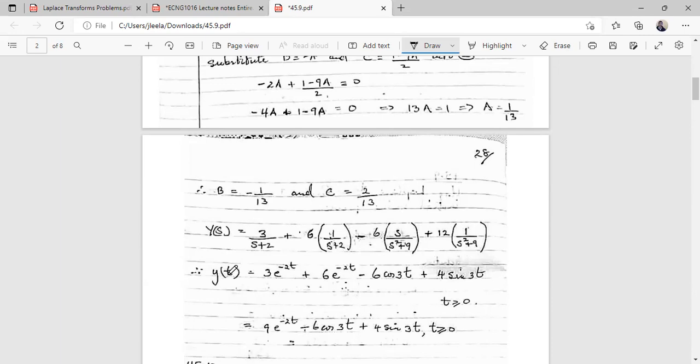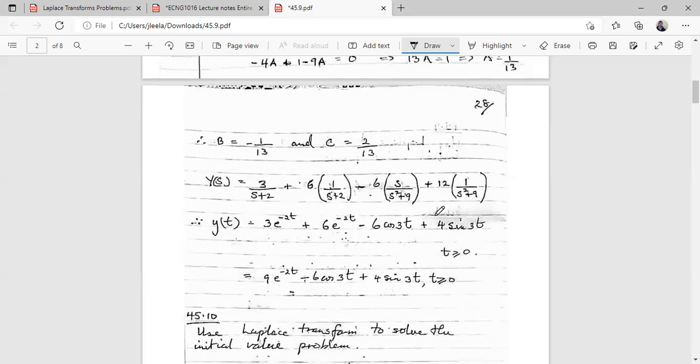And now we just take the Laplace inverse throughout, right? The Laplace inverse of 3 over s plus 2 is 3e to the minus 2t. Similarly here will be 6e to the minus 2t, and this one here will be 6 minus 6 cos 3t. And this one will be 12.